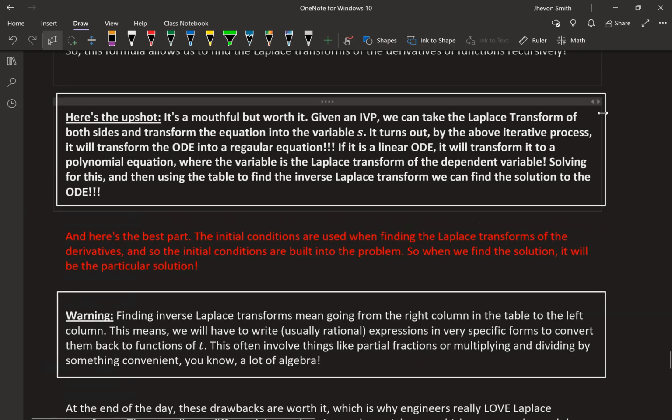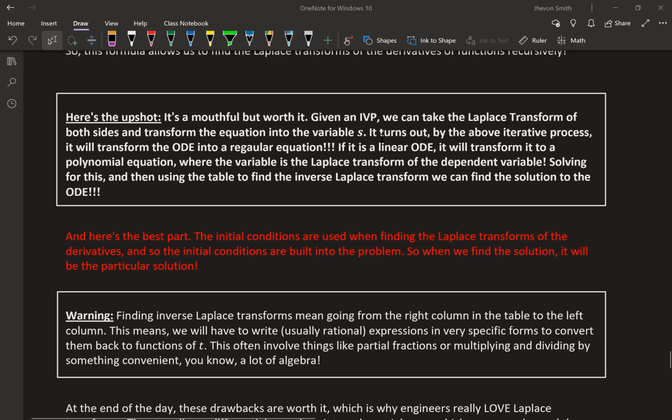So we invented, or Laplace invented, a generalization of the power series called the Laplace transform. This allows us to use an integral transform to transform a function into some other function using an integration formula. Here's the upshot. Given an initial value problem, you can actually take the Laplace transform of both sides of the equation and transform the equation in the variable s.